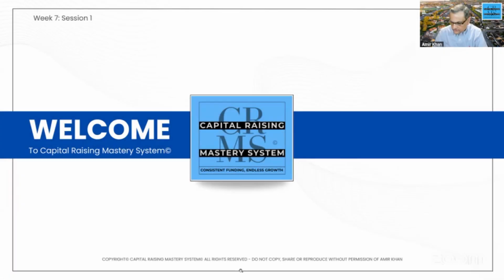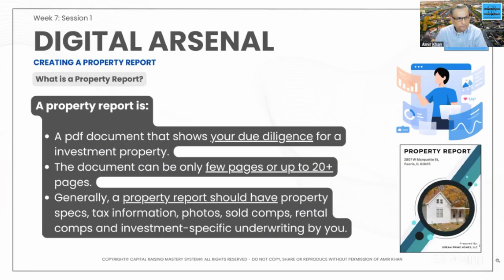All right, so week 7. I'm going to start with talking about the property report. Just to give you a background on what that is, it could be 20 pages, it could be 10 pages, as many as you want. In my case, it's usually about 20 to 26 pages.